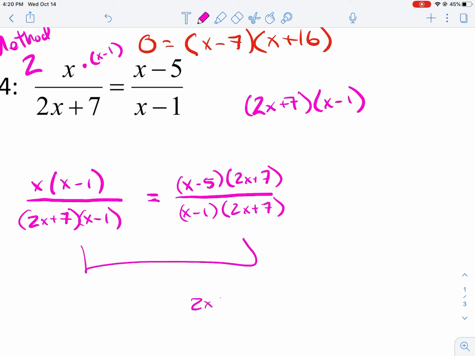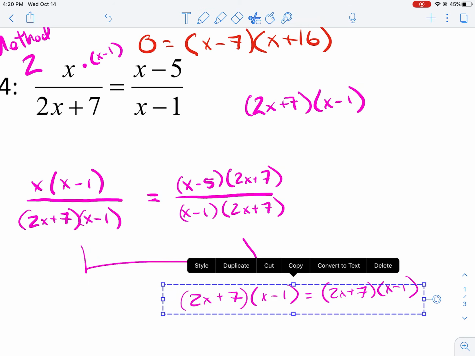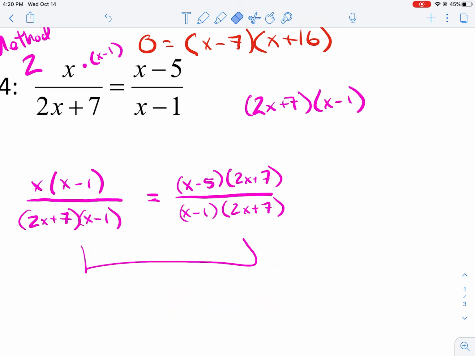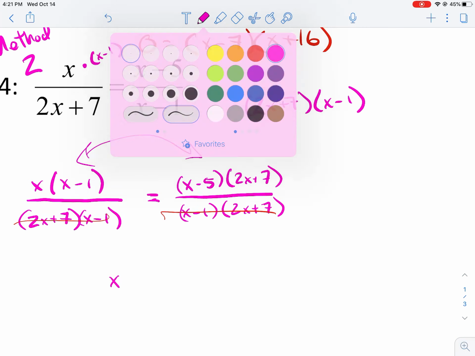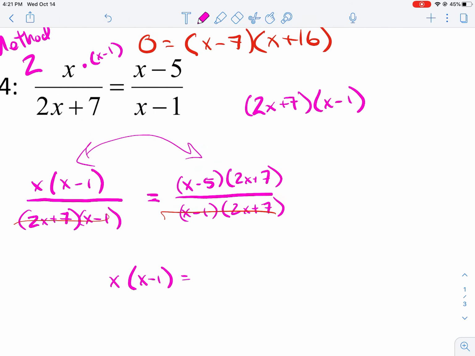Okay, these two things are equal to each other, right? And if I set 2x plus 7 times x minus 1 equal to 2x plus 7 times x minus 1, no matter what value you put in for x, you're going to be equal. So we don't have to worry about making sure that statement is true on the bottom, because it is. The only thing that's not true is we don't know what value of x will make the tops true, right? So we're left with dropping the denominator. So I'm going to drop these bad boys, get rid of them, and I'm left with x times x minus 1 is equal to x minus 5 times 2x plus 7.